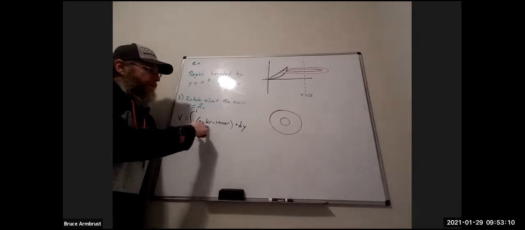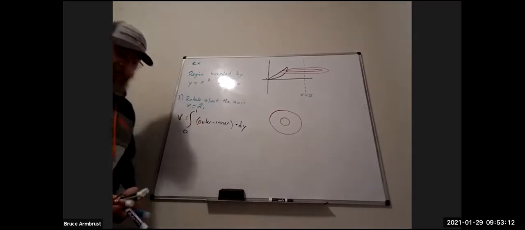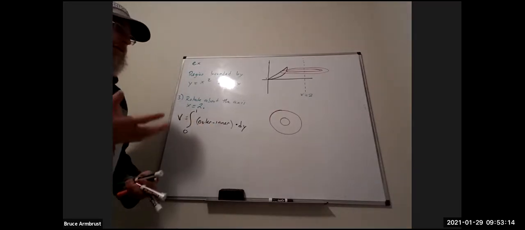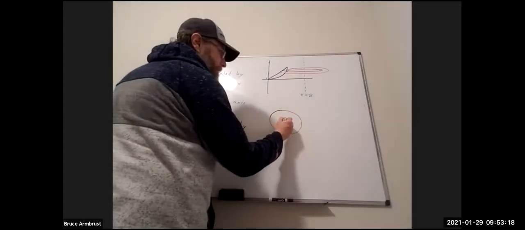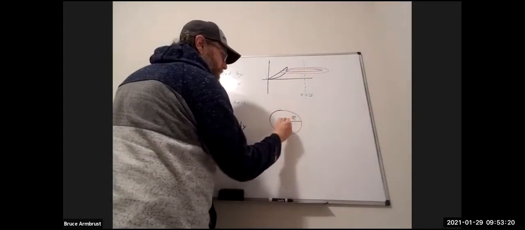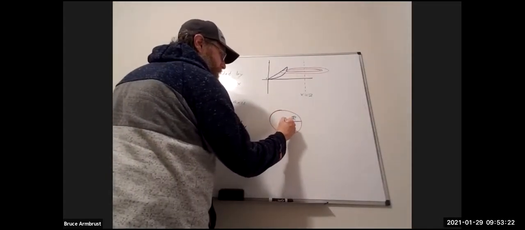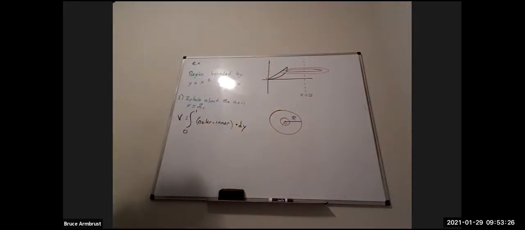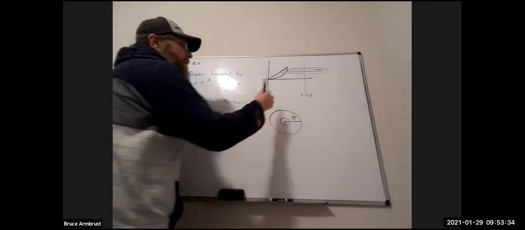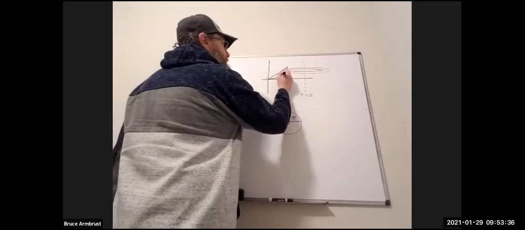All right, so we need to figure out the outer radius and inner radius. I'm going to call those big R and little r, just to help us differentiate between them. Okay, so big R and little r. Let's think about where those are on our picture. So on our picture, here's a little r.